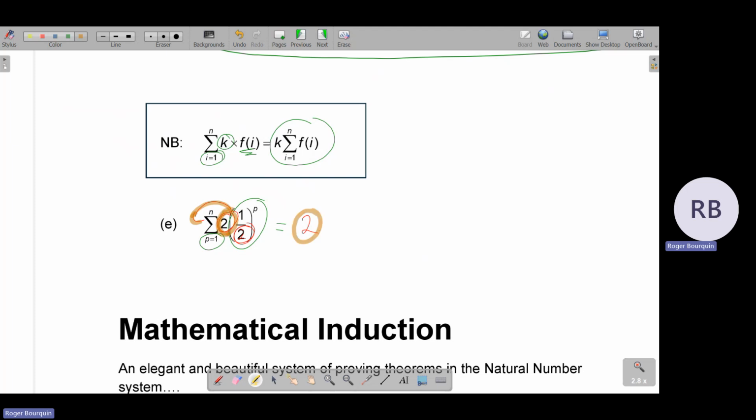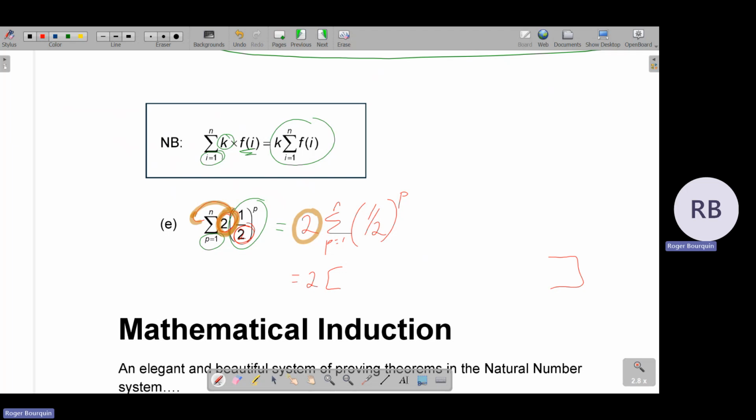So I can remove this constant 2 over there. Can't remove half p because it's a function of p. It's got a variable in it. Capish? Okay. So I end up with 2 sigma of a half p from p equals 1. So you don't have to do this, but it makes life a bit easier in my opinion. So when I expand this, it becomes 2 times whatever the series is going to be.